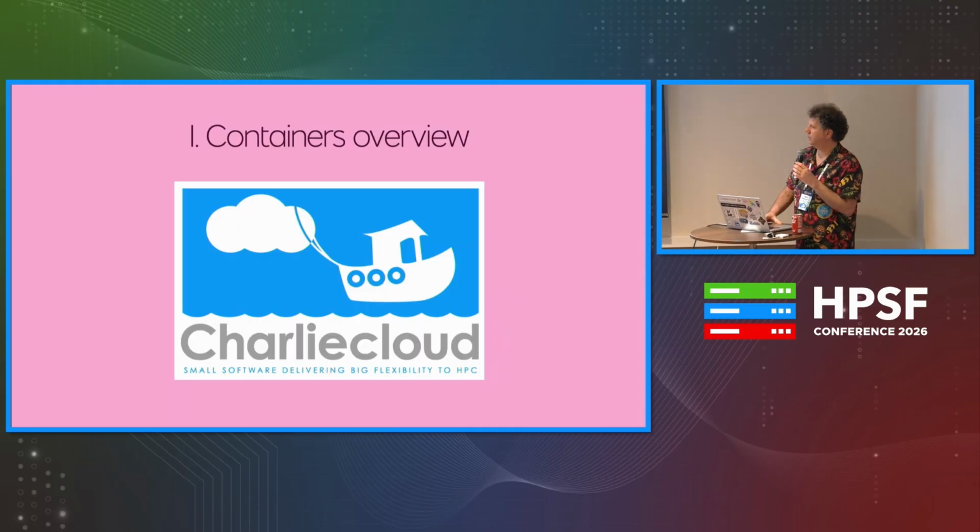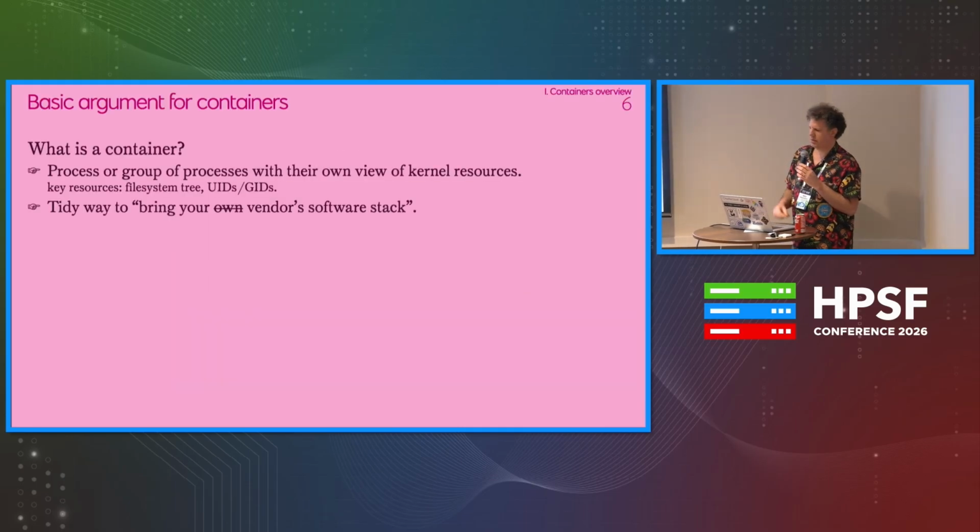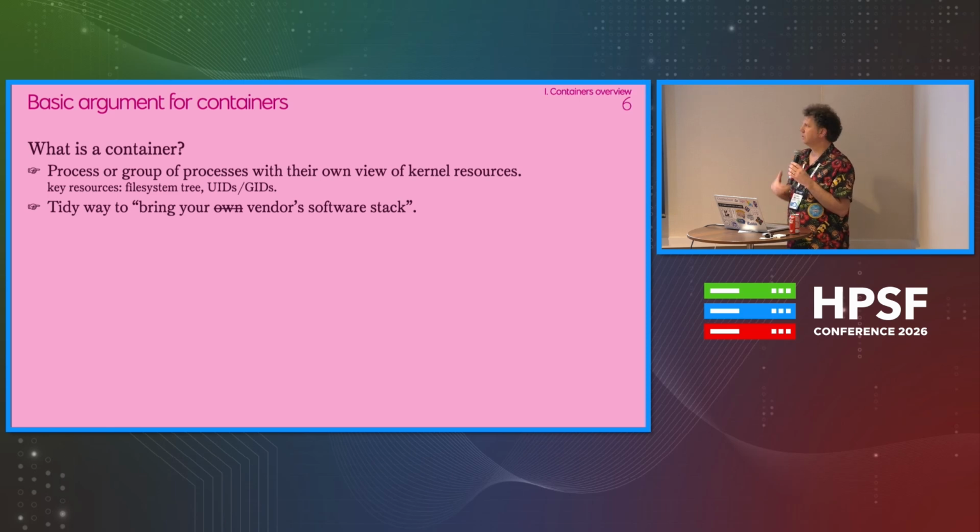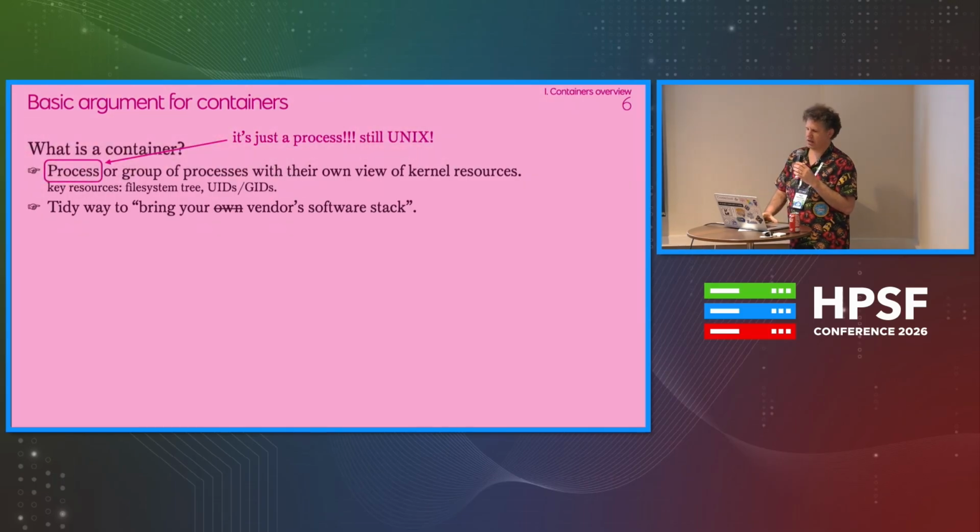All right, so let's start with containers. The basic argument for containers is that it's a process or a group of processes that have their own view of some kernel resources, right? The key ones, and we'll talk about this, is the file system tree and then user and group IDs, right? This is a tidy way to either bring your own software stack or lately whatever the vendor has provided, and you can withhold your opinions on how much you like it. We'll hit this a lot too. In my view, containers are just processes, right?